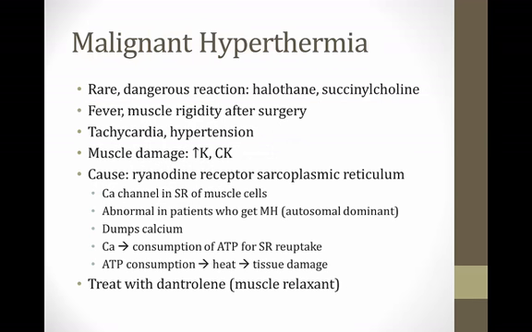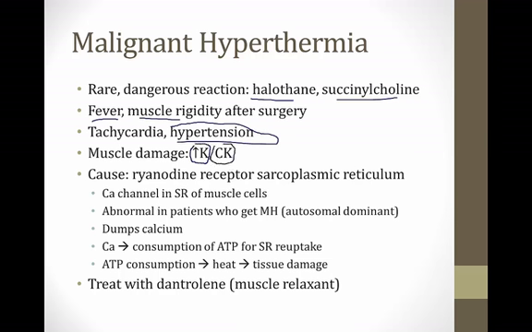Malignant hyperthermia is a rare life-threatening reaction that occurs after people receive halothane or succinylcholine, which is a paralytic, for surgery. They'll wake up from surgery with fever and rigid muscles. They'll be tachycardic and their blood pressure gets very high. And they have extensive muscle damage, so they spill potassium into their blood, which can cause arrhythmias, and they spill CK, which can cause renal failure.